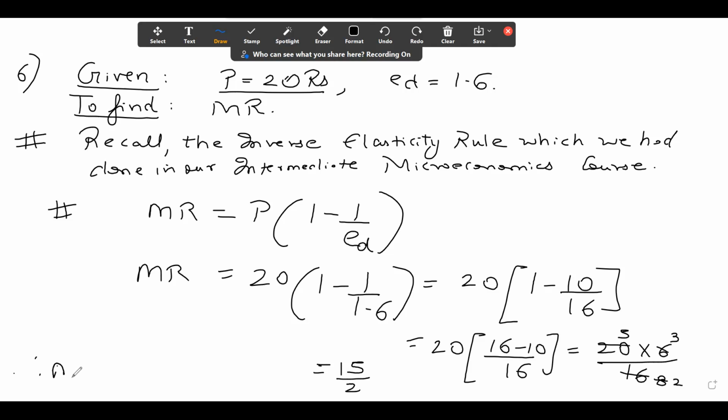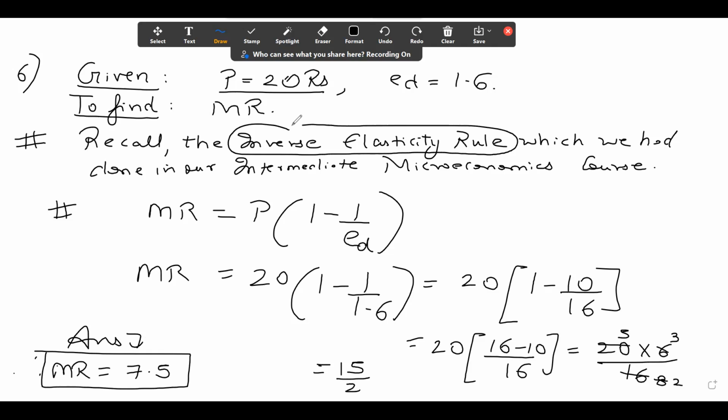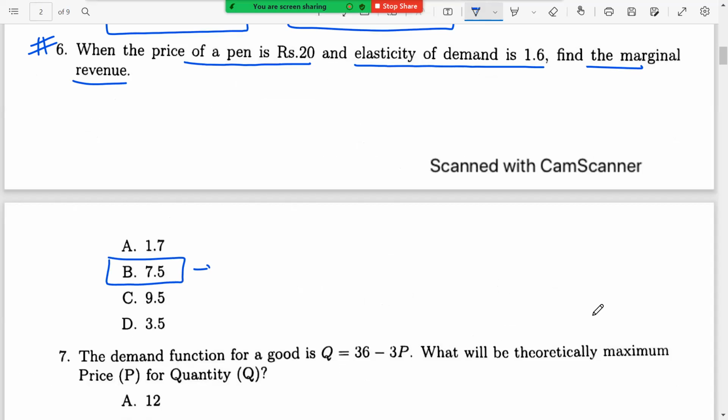So my marginal revenue is what, guys? 15 by 2, which is 7.5. This is the final answer for this question. So in order to crack this question, what should students know? They should know the inverse elasticity rule. Okay, so coming back to the question paper, we can mark the correct answer. This is 7.5. This is the correct answer for this question.